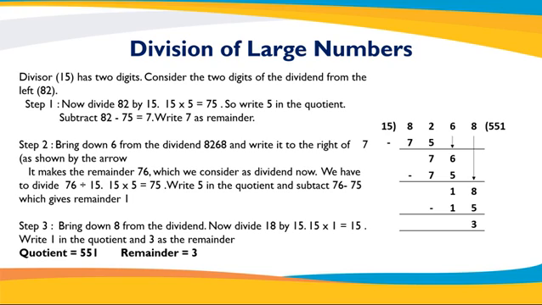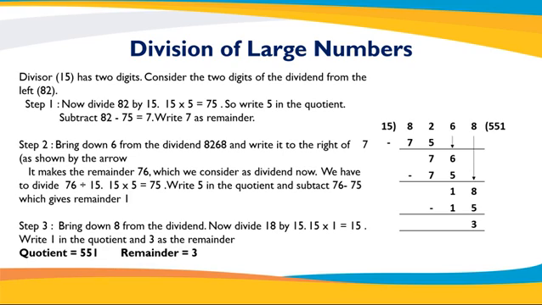Let us learn how to divide numbers. In this sum, you have to divide 8268 by 15. Before we start division, you should know what is a dividend, divisor and a quotient. The number 8268 is the dividend, 15 is the divisor, and the answer which we will get after division is called the quotient.